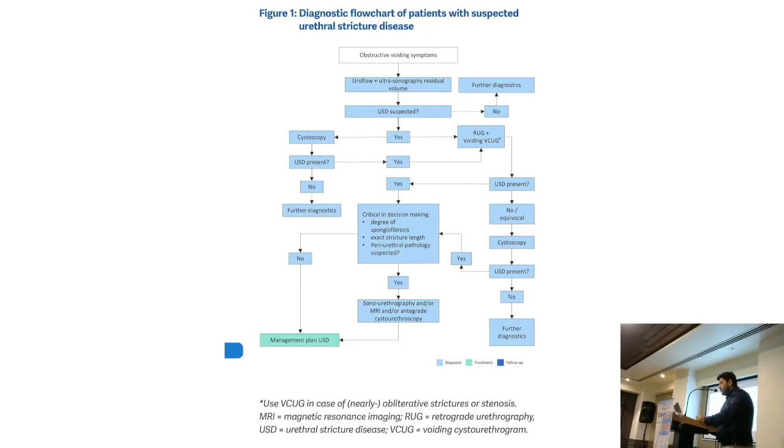And if any equivocal result is seen on these tests, then a cystoscopy can be done to evaluate and confirm the diagnosis. If a stricture is seen, then it is critical in decision making to find out the degree of spongiofibrosis, the exact stricture length, and periurethral pathology if at all suspected. After confirming the diagnosis, we can plan the management of the stricture disease. That's all from me on evaluation of strictures. Thank you, sir.